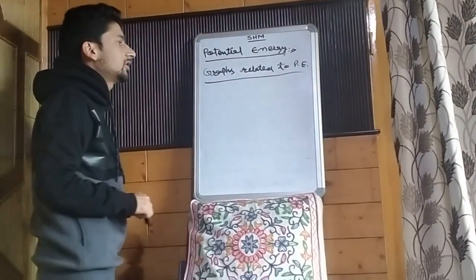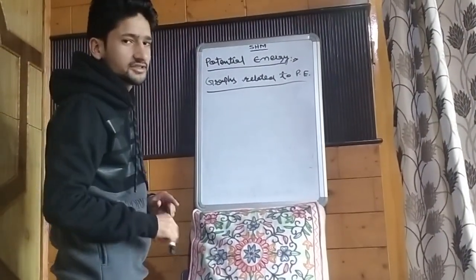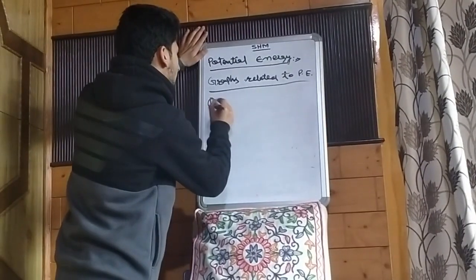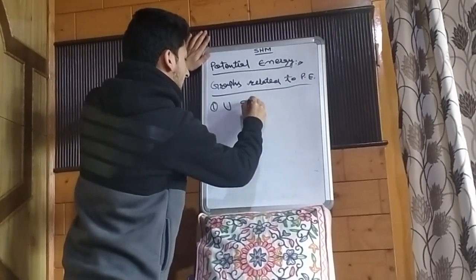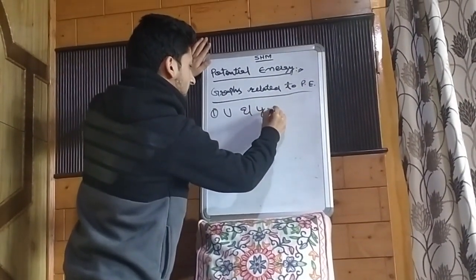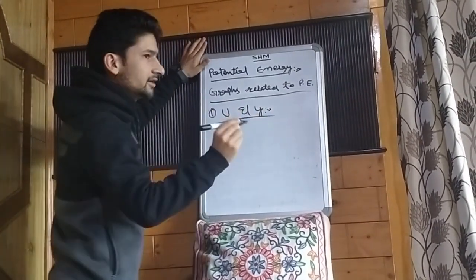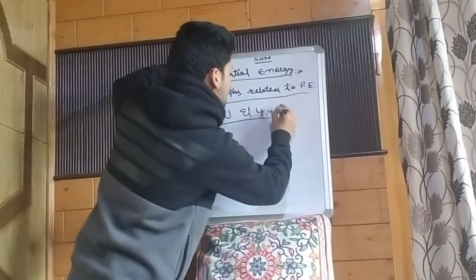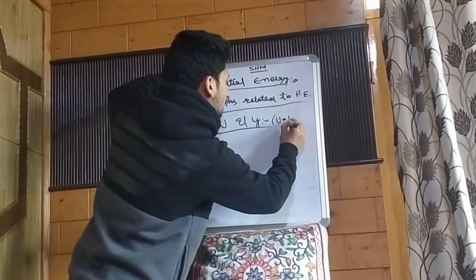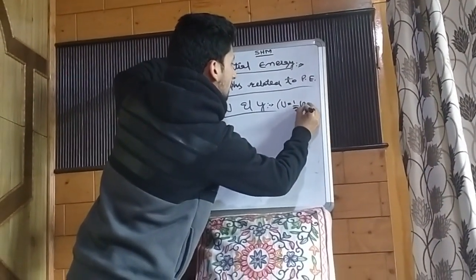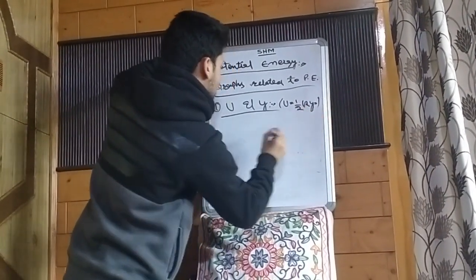Now let's try to plot the graphs related to potential energy. The first graph will be between potential energy and displacement. And to plot this graph, we will be using this equation: U equal to 1/2 of k y square.